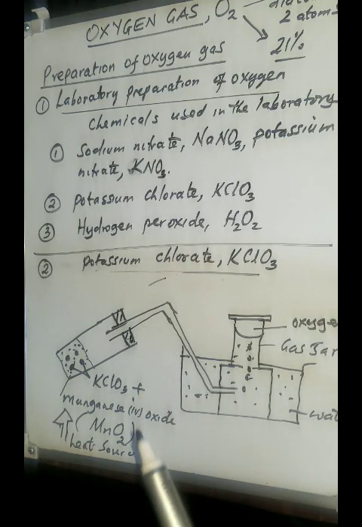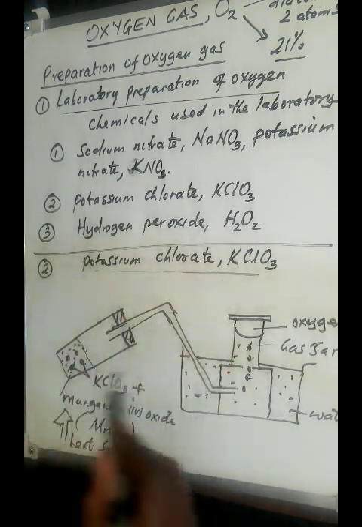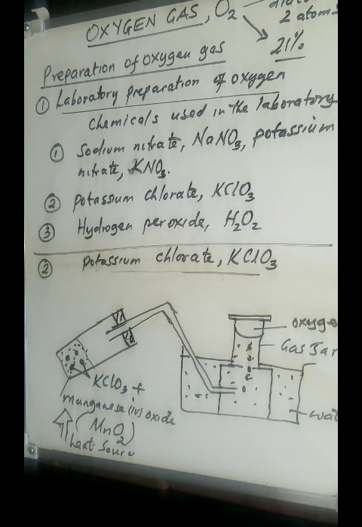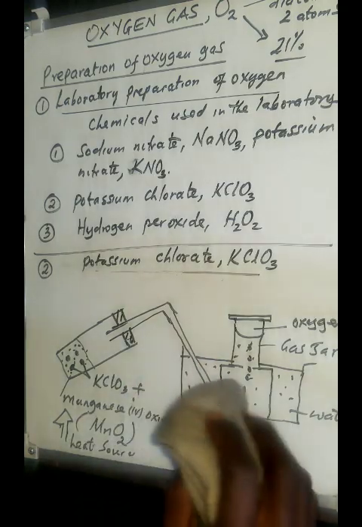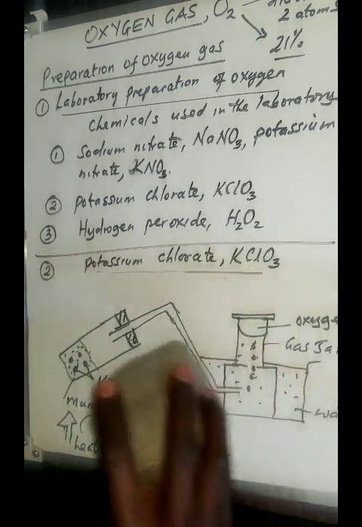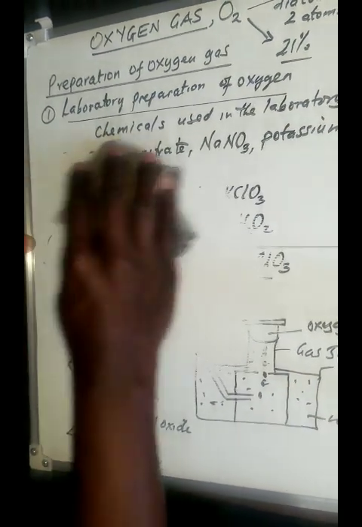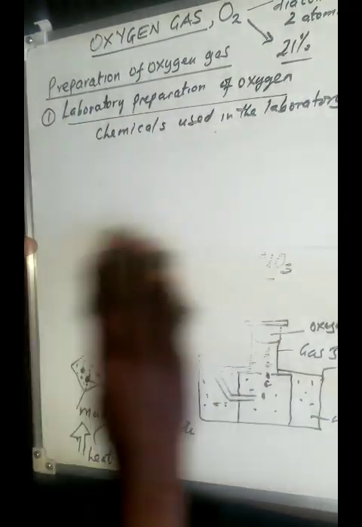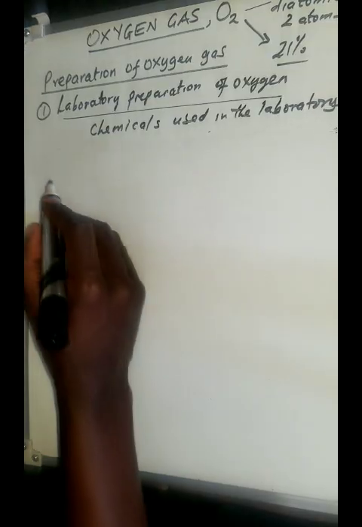The experiment is very explosive, so you need to take care when carrying out the preparation of oxygen using potassium chlorate. The last but not the least chemical that we can use is hydrogen peroxide.